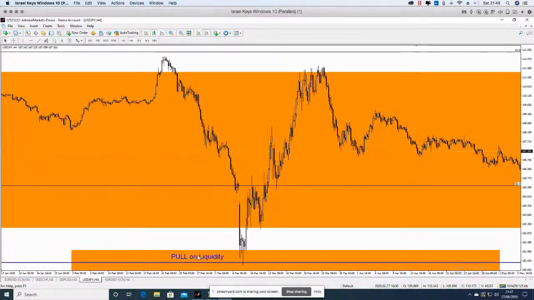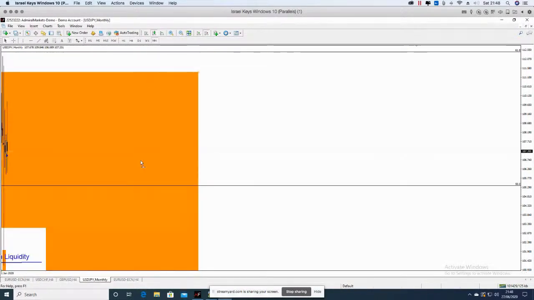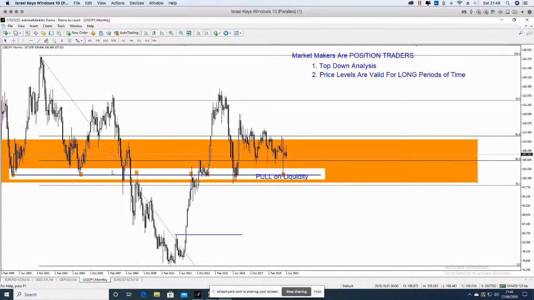In essence, like we said, they have access to information we don't. They can see where orders are resting. They can see the volume of the market at certain levels. This here, because it's a monthly liquidity level. Look, there it is. It's a monthly liquidity level. That level there has been significant for 24 years.